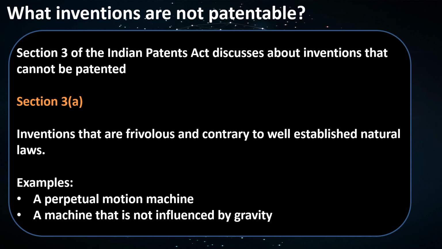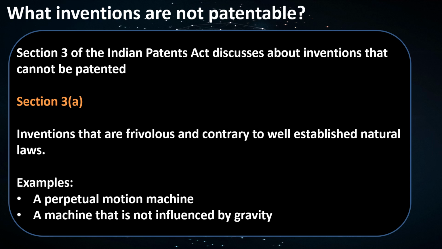Section 3A talks about inventions that are frivolous and contrary to well-established natural laws. Now if someone claims that they have invented a device on which the natural laws do not act, that invention will not be patentable, because in reality we all know that it is not possible that a natural law doesn't act on an invention. Again, an example is a perpetual motion machine.